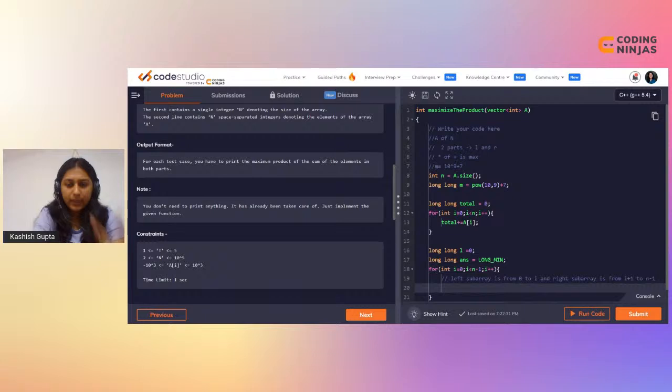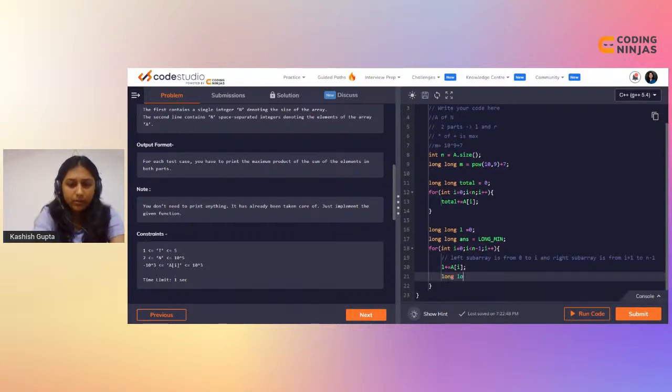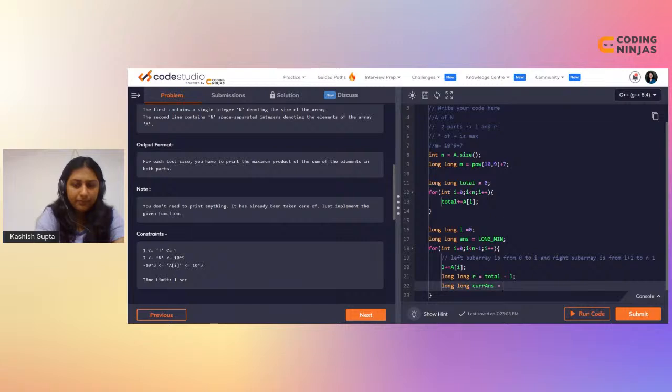So when we come to the first cut, we should increment our left by the sum, and we can also take a right long r equals total minus what we have already added to left. So our current answer becomes r into l, because the sum of one side is stored in l, the sum of the other side is stored in r, and we need to take their product. And then we can update our answer with the maximum of the answer or the current one.